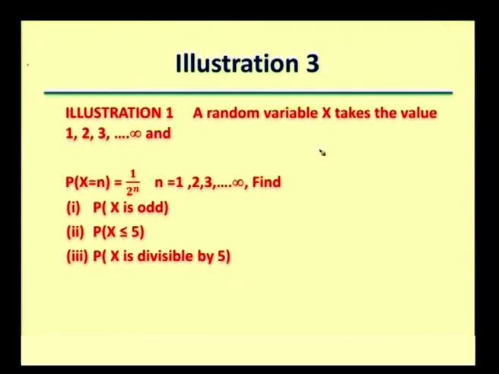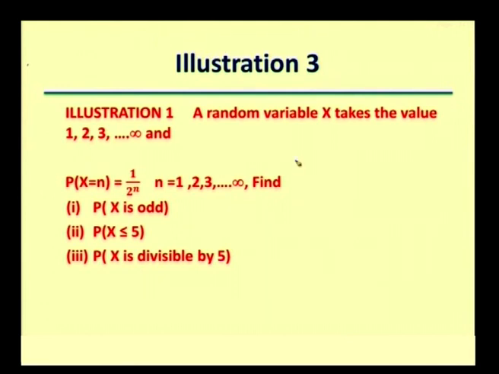Continuing with the illustrations, in this example, a random variable x takes the values 1, 2, 3 etc. up to infinity, and the probability expression is given as 1 by 2 power n. Here n takes the values 1, 2, 3 etc. up to infinity. Here also x is a discrete random variable because this 1, 2, 3 etc. up to infinity gives you a countable number of values. When you are able to count the values, it is called discrete, therefore, it is a discrete random variable. Okay. You are asked to find p of x is odd, x is less than or equal to 5 and x is divisible by 5.